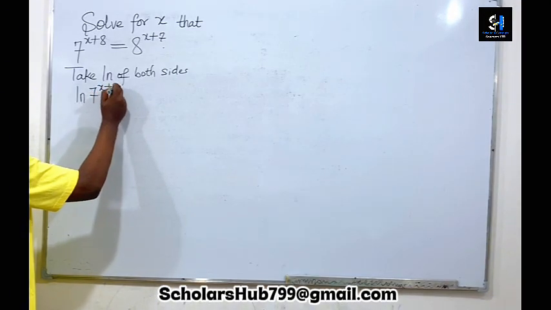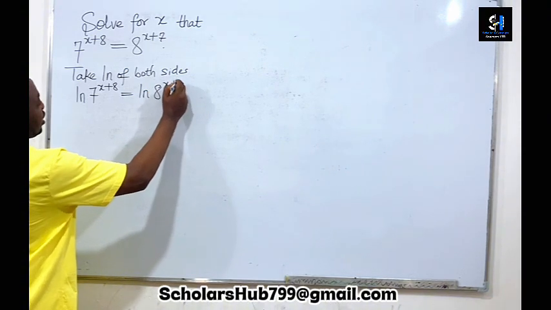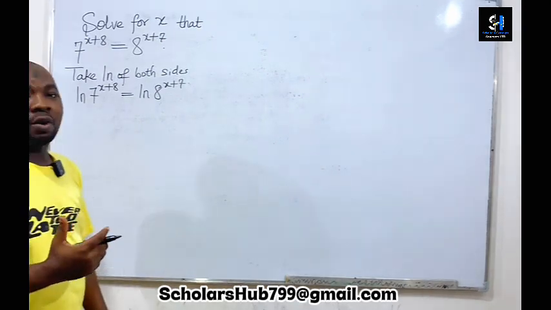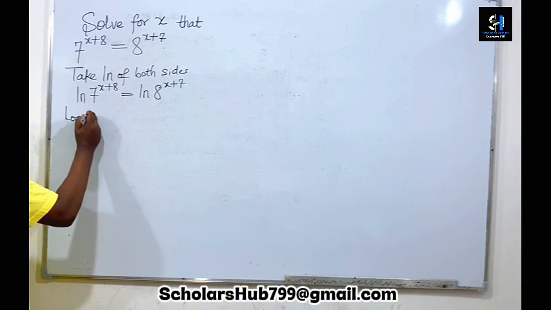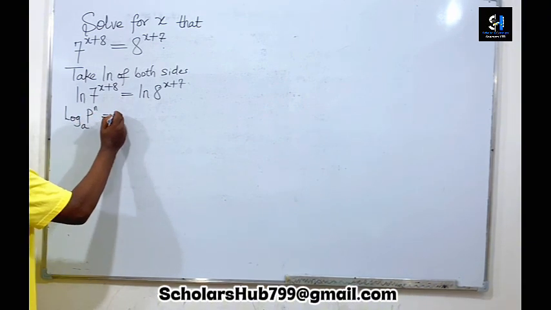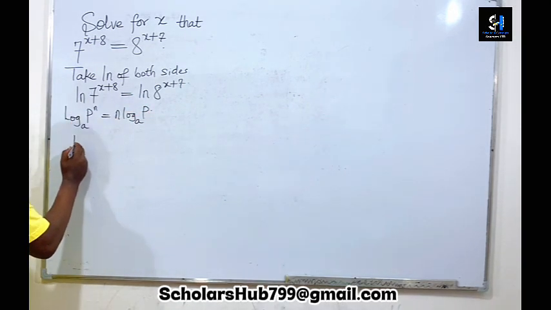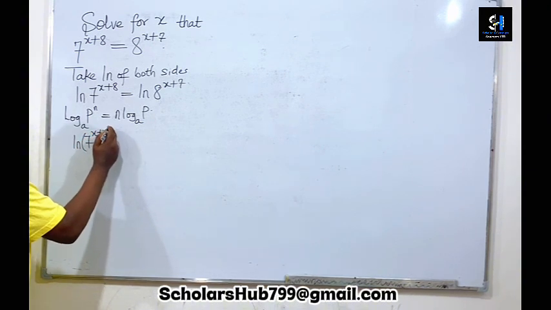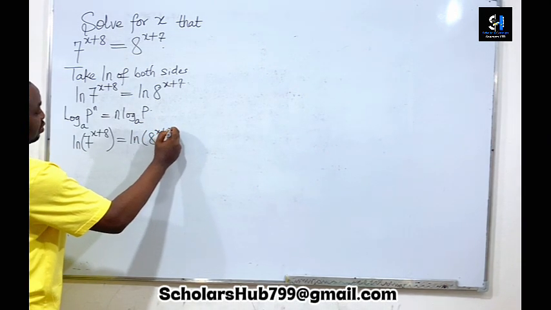When we take ln of both sides, this will be ln 7 raised to the power of x plus 8 equals ln 8 raised to the power of x plus 7. Now I can apply the power rule for logarithms, that is, log to base a of p raised to the power of n equals n log to base a of p.